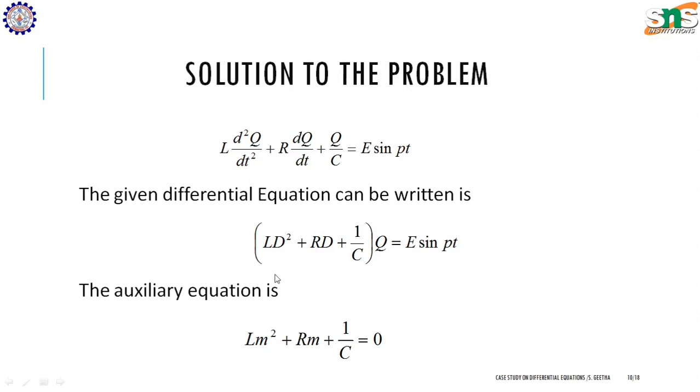Solving this equation, q is nothing but complementary function plus particular integral. First of all, we have to find the complementary function. For that, we consider the auxiliary equation L m² + r m + 1/c = 0.